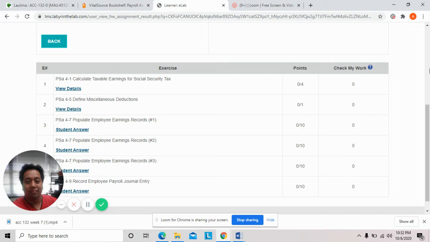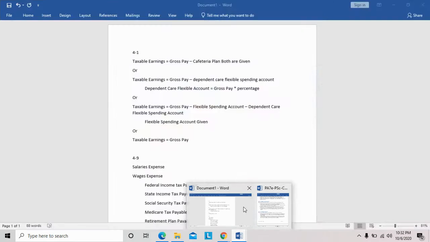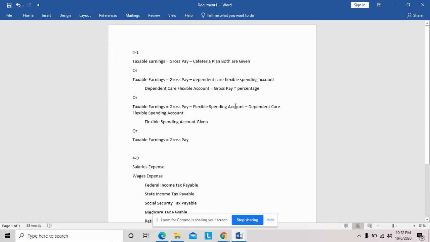So, first off, we have calculating taxable earnings for Social Security tax. If you look at that situation, to find taxable earnings, there are different situations you'd run into. Either you subtract cafeteria plans, the amount from the gross pay the cafeteria plan would be given, or another case would be taxable earnings would equal gross pay minus dependent care flexible spending accounts. The dependent care flexible spending account amount would be the gross pay multiplied by the percentage that would be given.